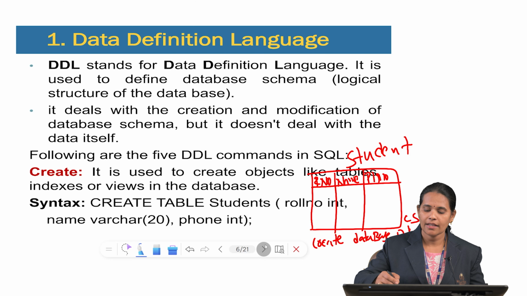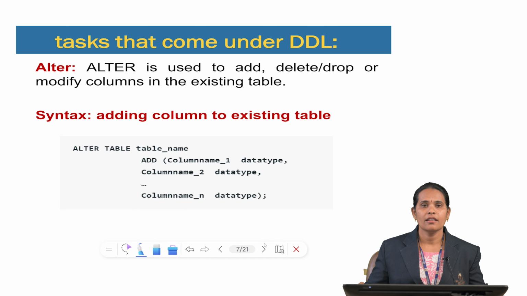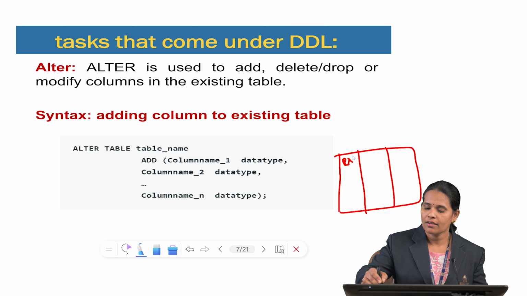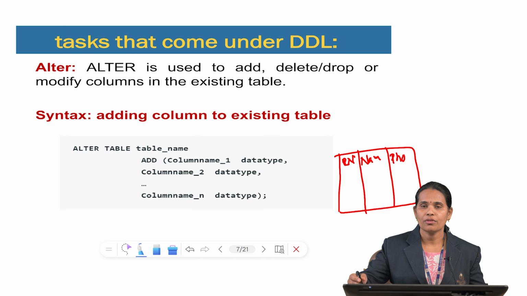So after creating the database, if I created a table with the following structure: roll number, name, and phone number, now I want to add one more column to this existing table. This can be done with the help of the alter command. Alter is used to add, delete, or modify the columns in the existing table.